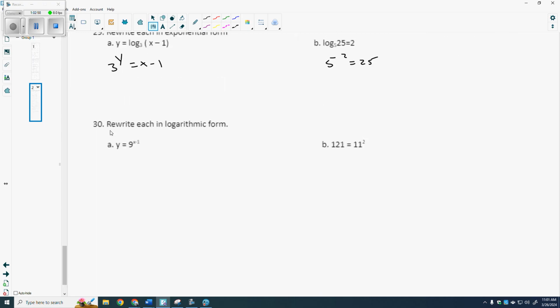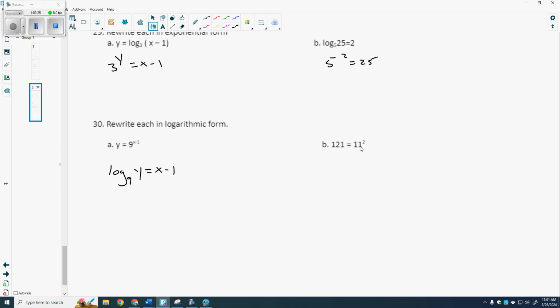So notice the base of my log is the base of my exponential. So I'm going to write log. The base of my exponential then is now my base of my log. The answer to my log is the exponent. So the answer to my log is x minus 1, the exponent. 9 to the x minus 1 equals y.